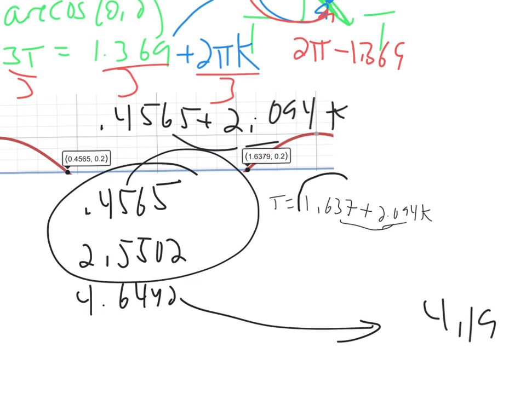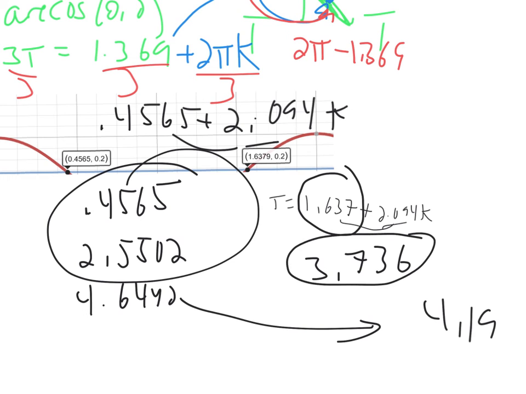And here's one solution. And now we'll add 1.637 plus 2.094, and I'm getting 3.731. There's another solution, and if I add 2.094 again, that's going to be 5 something. That's too big. So it's these. Here's the first solution, the second solution, the third solution, the fourth solution.